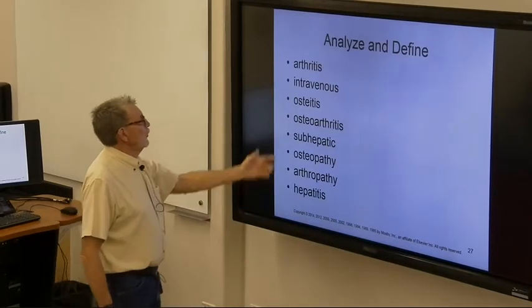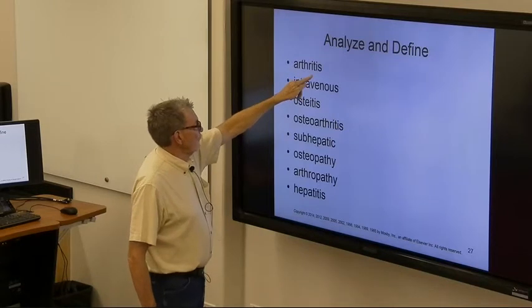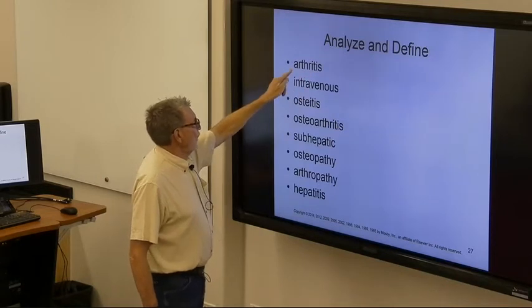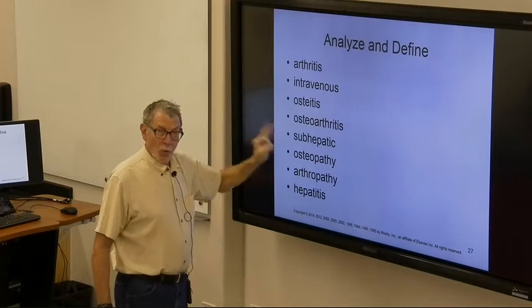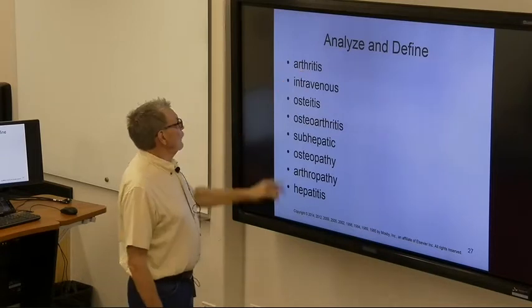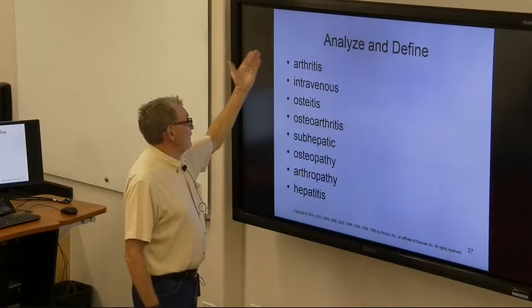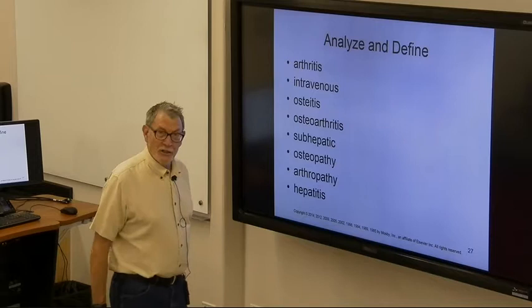So what would you do with arthritis? Well, itis is inflammation. That's a suffix. And arthr is a word root. You don't need an O in here because you already have an I. So what you have is a word root and a suffix, meaning joint inflammation.